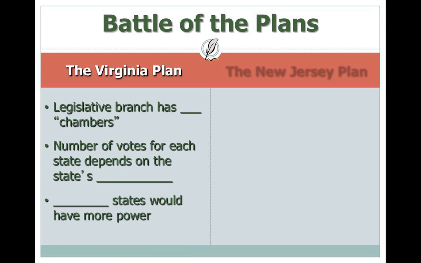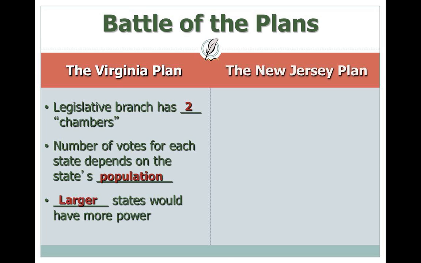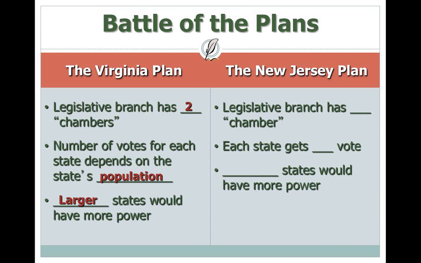The big states that had large populations thought that there should be votes for the states depending upon population. If you had a lot of people, you had more votes, and if you had a smaller population, you had fewer votes in Congress. That way, larger population states would have more power. That was the Virginia Plan. The New Jersey Plan said that the legislative branch should be one where each state got one vote, kind of like the Articles of Confederation.